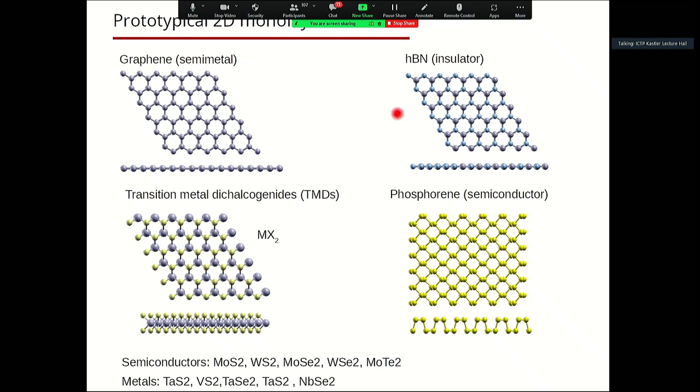Then we have transition metal dichalcogenides that are composed of one plane of transition metal and two surrounding planes of chalcogenides, and these can be both semiconductors or metals, depending on their chemical composition. Finally, we have phosphorene, which shows a peculiar structure, and it is studied because its electronic properties change dramatically depending on the number of monolayers which are interacting in your system.